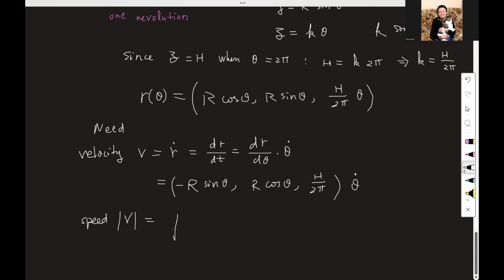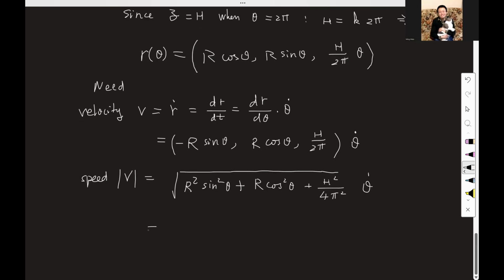That gives us the square root of r squared sine theta squared plus r squared cosine theta squared plus h squared over 4 pi squared. You use the familiar identity, and this simplifies to the square root of r squared plus h squared over 4 pi squared, times theta dot.